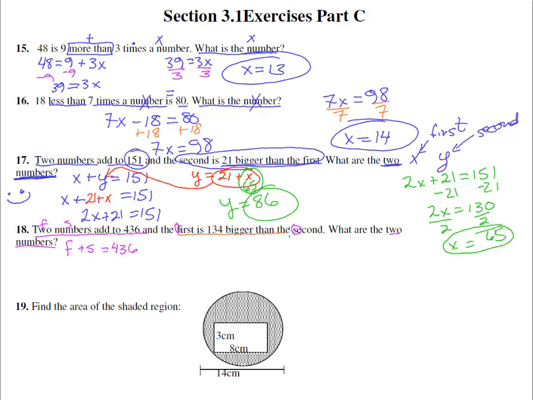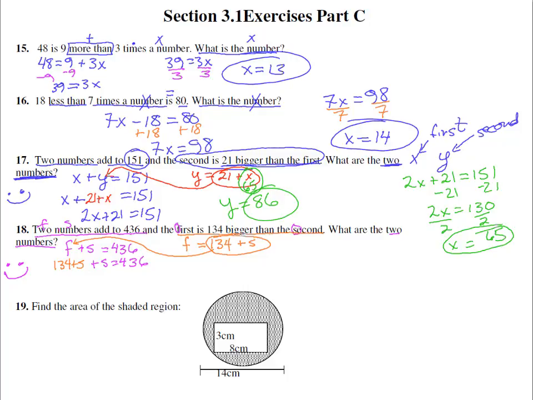The first is 134 bigger than the second. So it says the first is 134 bigger than, that's plus, the second. Well, that tells us something. We go back to this equation. It tells us what f is. We can take that and move it over to the f. So we now have 134 plus s, that was our f. And then the rest of it, plus s, equals 436. Hey, look at that. We've got an equation. Let's put a happy smiley face. We have an equation with one variable that we know how to solve.